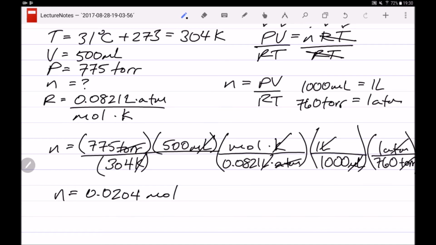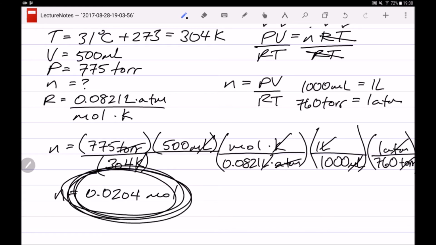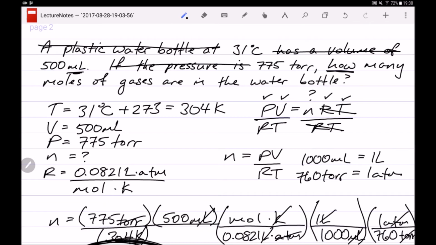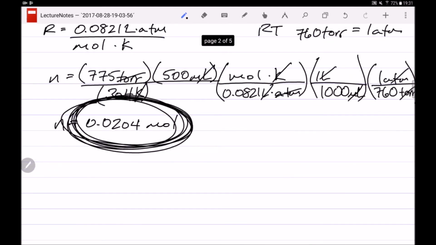775 times 500 divided by 304 divided by 0.0821 divided by 1,000 divided by 760 is 0.0204 moles. So that's my answer. That's how many moles there are in this word problem. Oh, I didn't finish canceling out stuff. We don't need the water bottle. How many moles of gases? 0.0204.